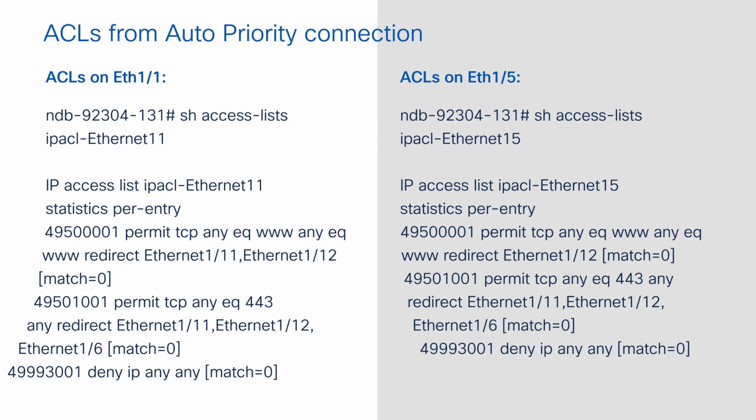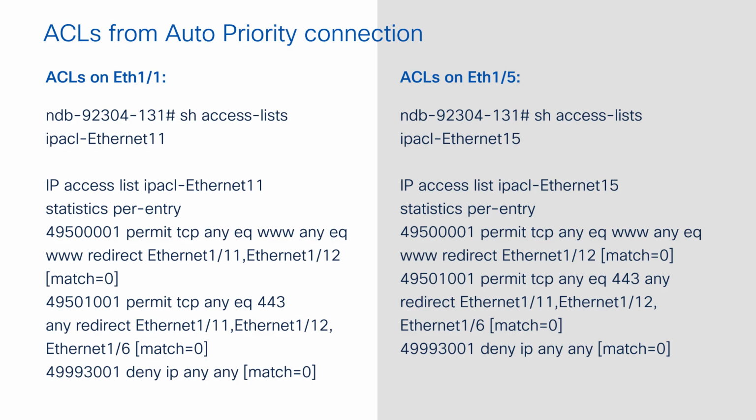Let's take a look at how the ACLs are created for the auto priority connections. Remember, the sources are Ethernet 1/1 and 1/5, and the tools are connected to 11, 12 and 6. As you can see in the ACLs, we automatically know what ACL to write for redirecting the traffic to the tools. Observe the ACLs on Ethernet 1/1 and 1/5. That's where the sources are, and the traffic is redirected to the tools.